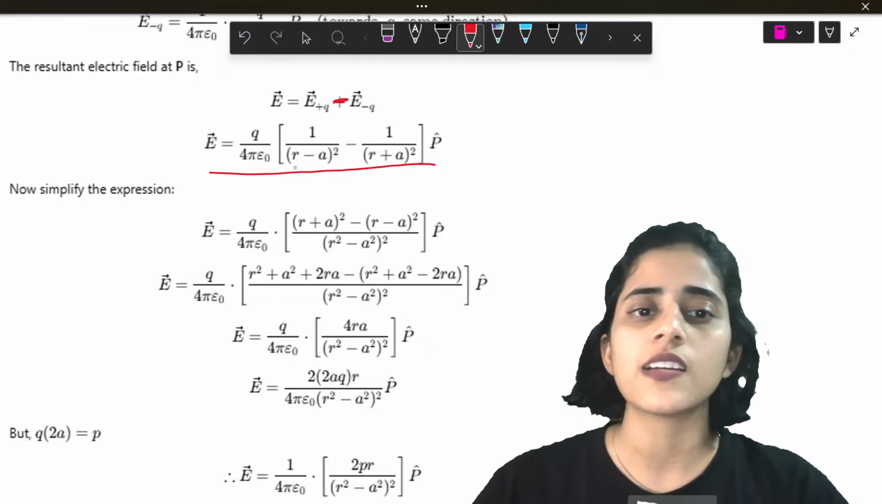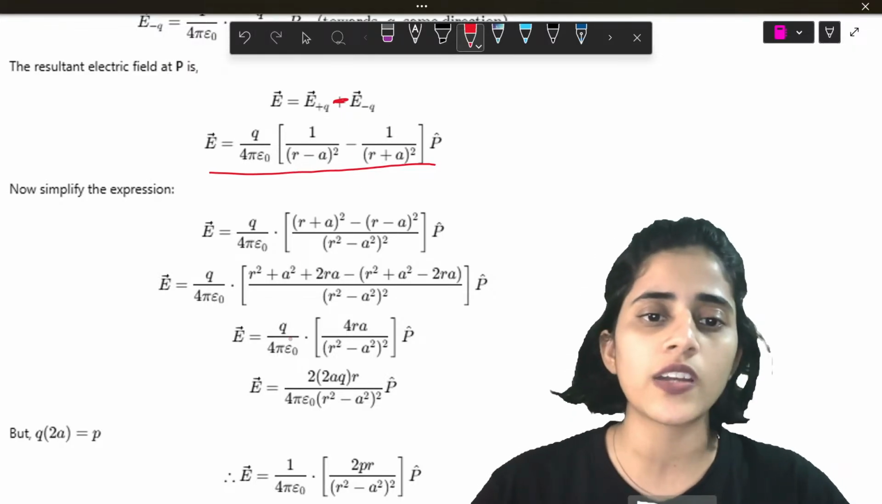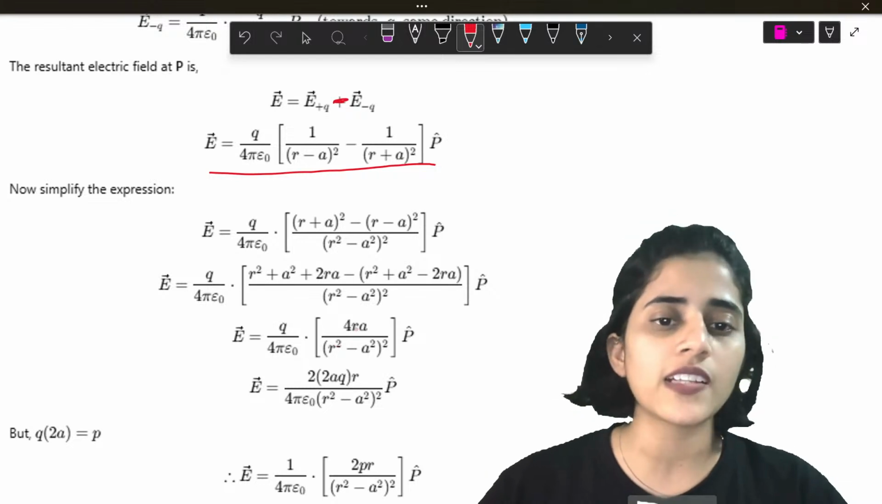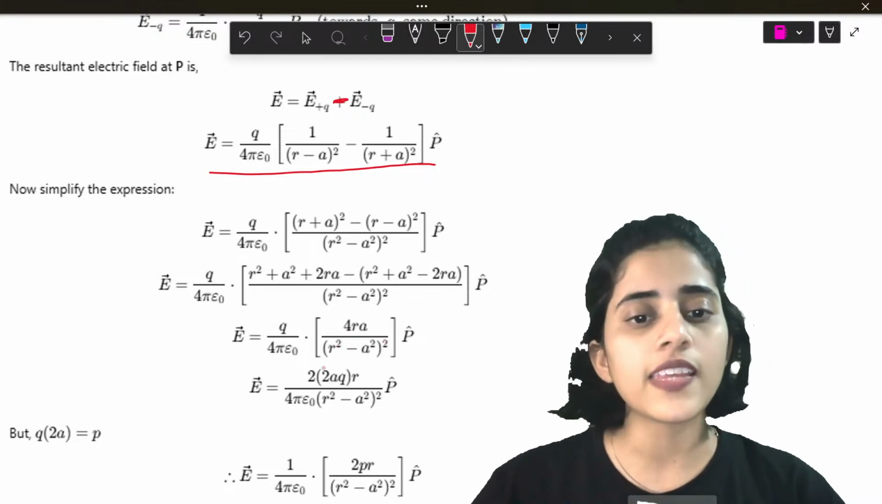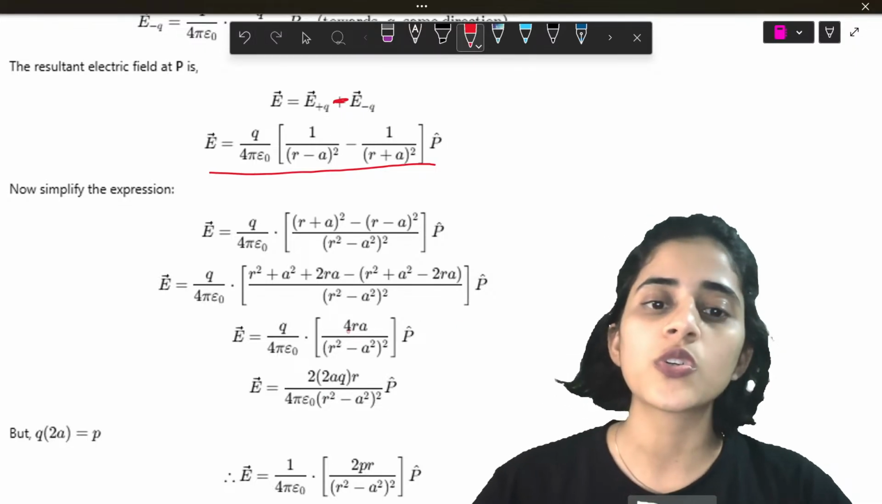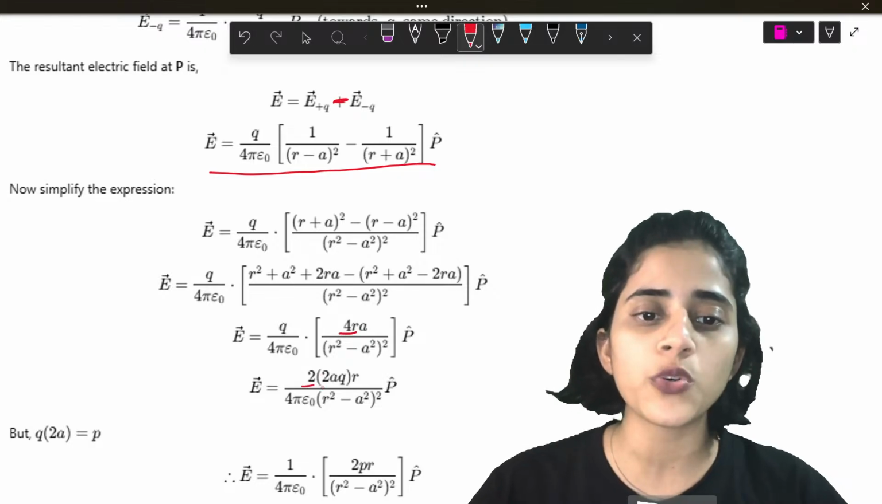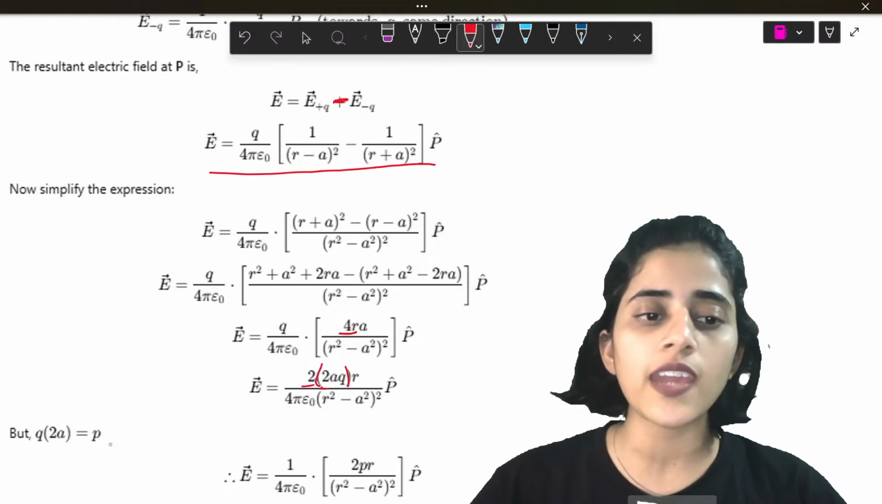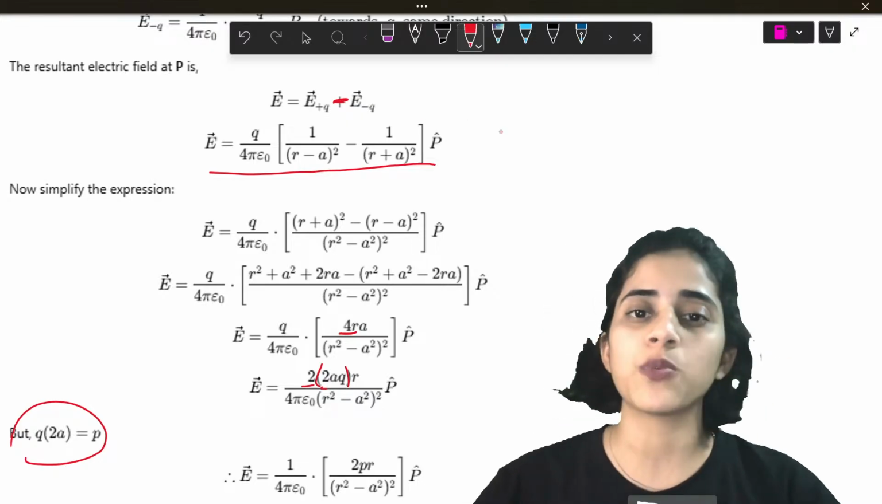1 by (R minus A) square minus 1 by (R plus A) square. You do the math. Inside the brackets, you will get 4RA over (R square minus A square) whole square. Then you write 4RA as 2 into 2RA, and 2AQ you write as P. What is P? P is called dipole moment.